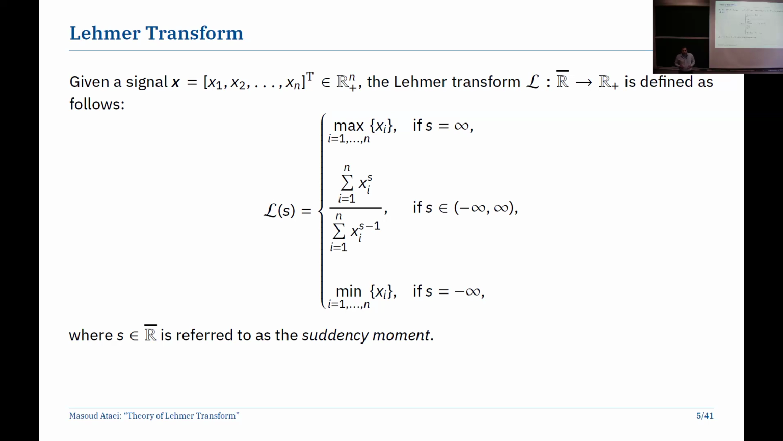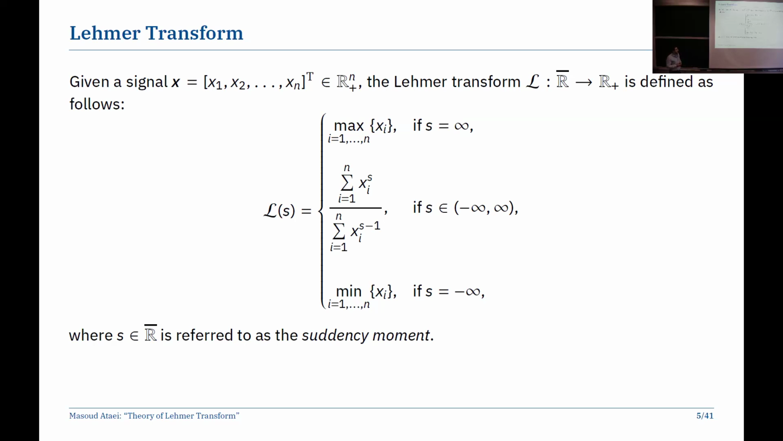Here, the core idea is that Lehmer transform is not a fixed statistic, like sample mean or maximum. Instead, it is a continuum of statistics. For each value of S, it computes a generalized ratio between S powers of the data. This creates a family of smooth aggregators that interpolate between classical summary measures.